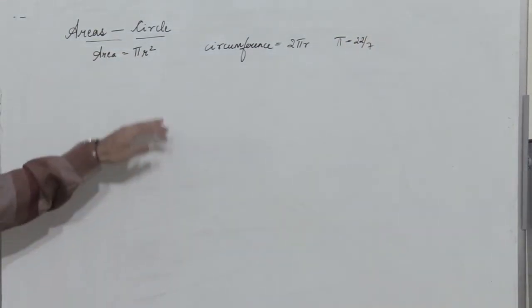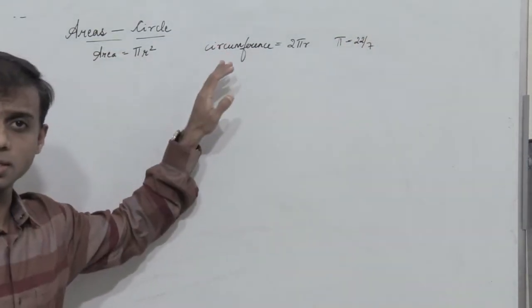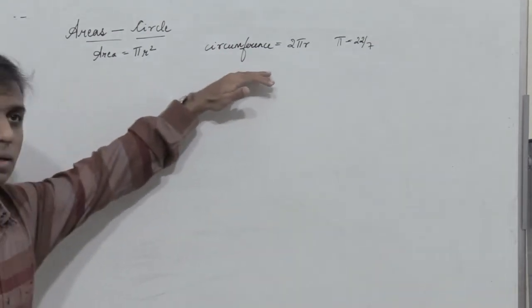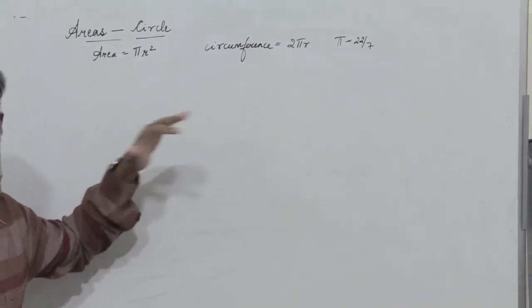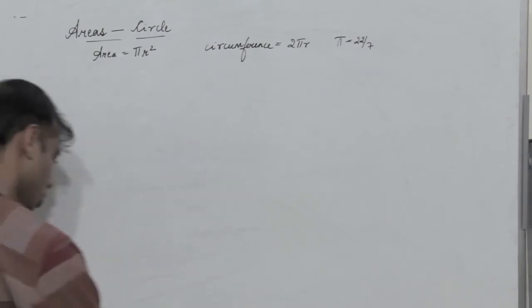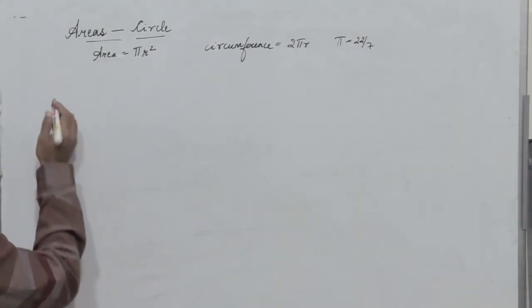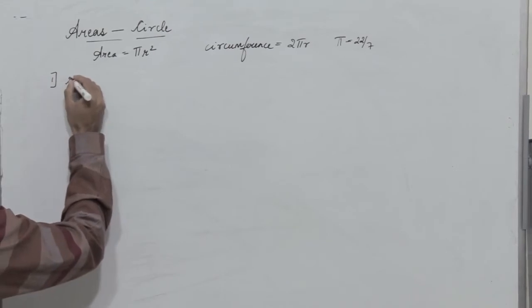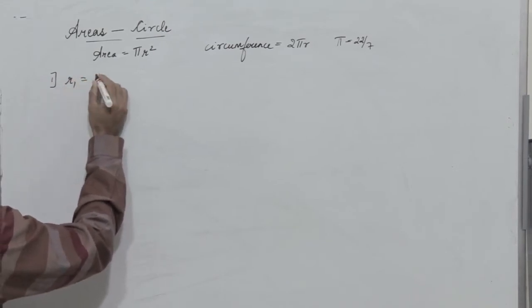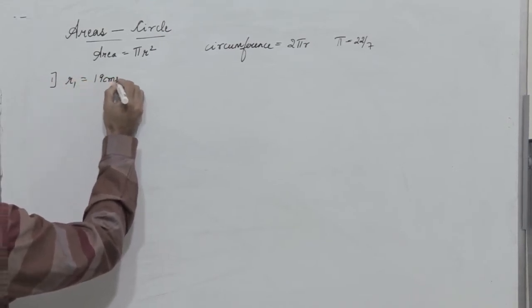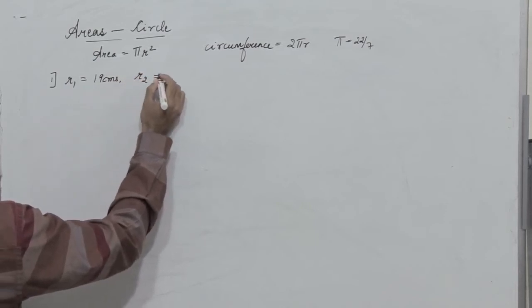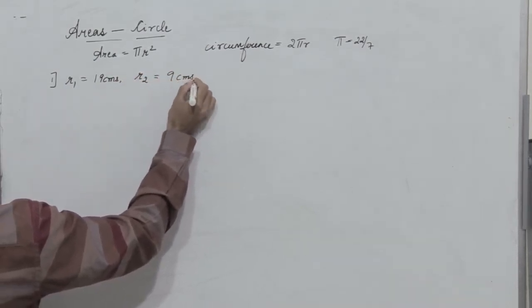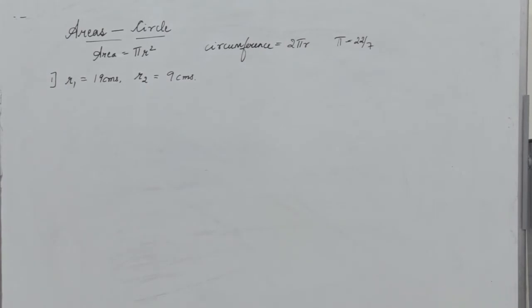Now these are the fundamentals which you have already studied in the previous classes. So with this fundamental, we will solve the problems given in the first exercise. The first problem states that the radius of the first circle is 19 centimeters and the radius of another circle, the second one, is 9 centimeters. We need to find r, which has a circumference equal to the sum of the circumferences of these two circles.